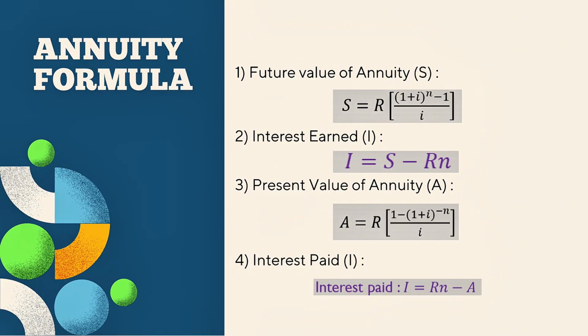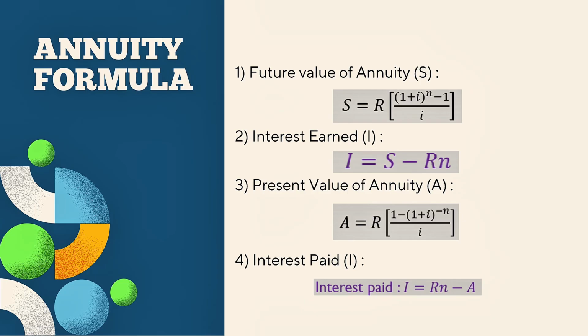This is the annuity formula, whereby the future value of annuity is known as S and the formula is S equals R times open bracket 1 plus i close bracket to the power of n minus 1, divided by i. Then there's interest earned, known as capital letter I, and the formula is capital I equals S minus R times n.